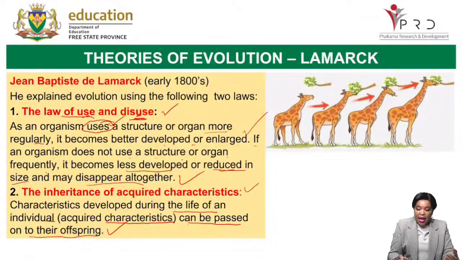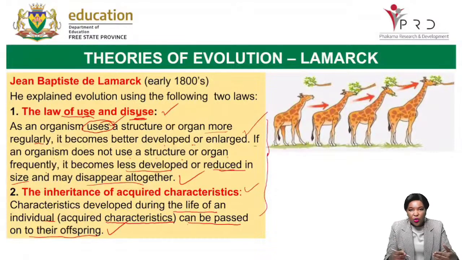And you can also get a mark out of that one. So please make sure that you collect marks whatever scenario you are given. Make sure that you tell us about the use, the disuse, and what is going to happen to that characteristic that has been acquired. It is going to be passed on to the offspring. Please collect the marks there.